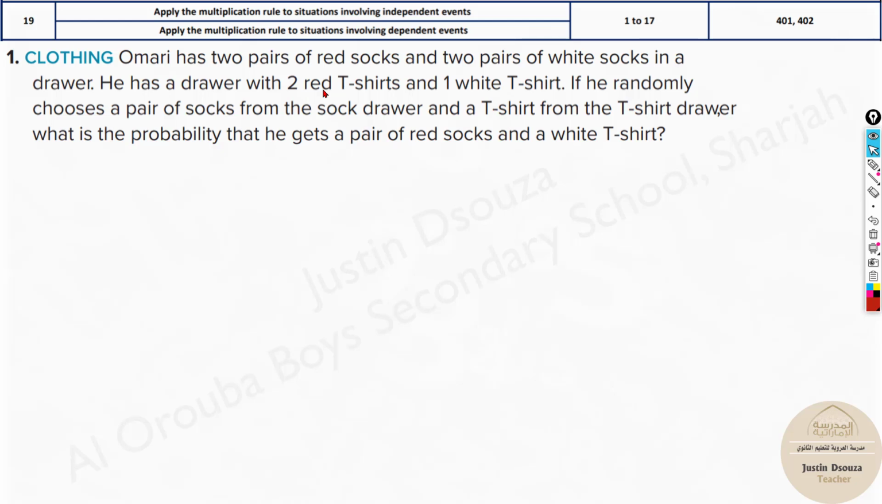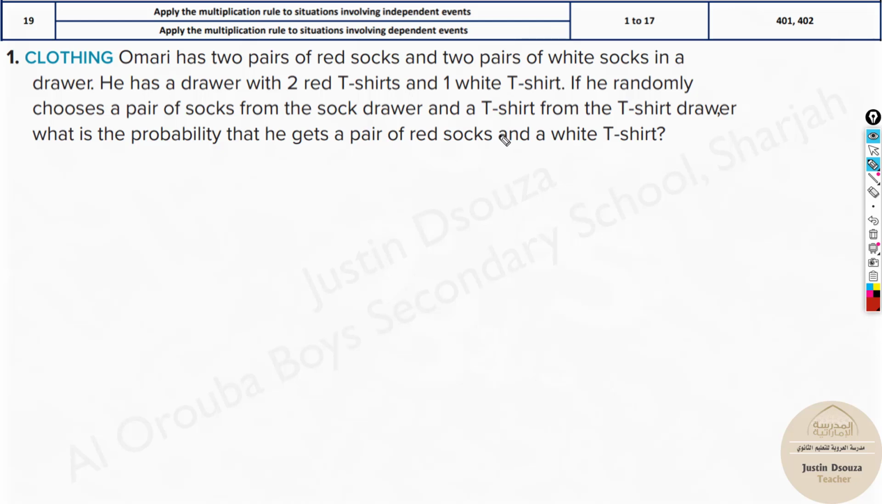Omari has two pairs of red socks and two pairs of white socks in a drawer. He has a drawer with two red t-shirts and one white t-shirt. If he randomly chooses a pair of socks from the sock drawer and a t-shirt from the t-shirt drawer, what is the probability that he gets a pair of red socks and a white t-shirt?